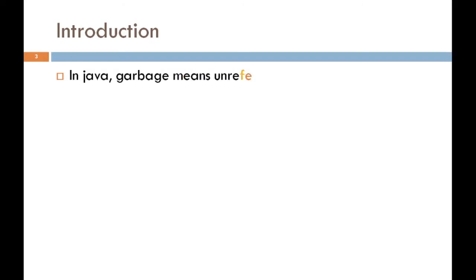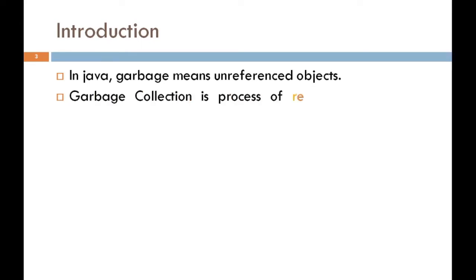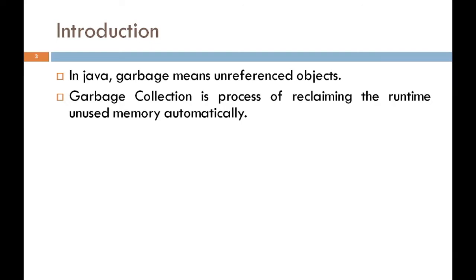In Java, garbage means unreferenced object. An unreferenced object is a class instance which is no more referenced by a variable or a class. That means the object becomes unusable, or we can say that the objects are no longer in use. Garbage collection is a process of reclaiming the runtime unused memory automatically. This process is done in the JVM.